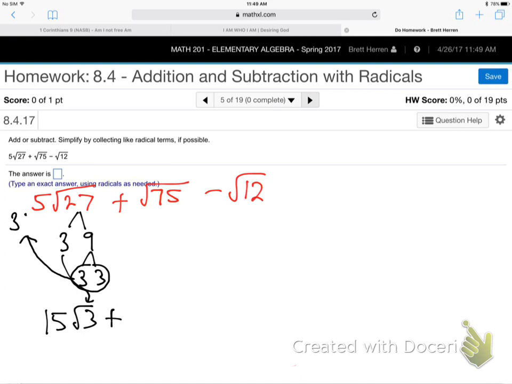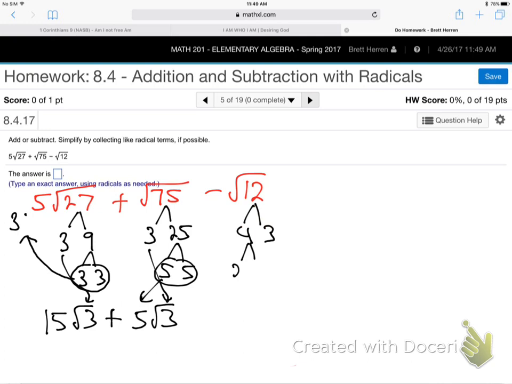Then break down the 75. 3 times 25 is 75. 25 is 5 and 5. So 2 5s in, 1 5 out. What's left over in is a 3. And then the 12. 4 times 3, 2 2. 2 2s in, 1 2 out, and then the 3 left over inside.